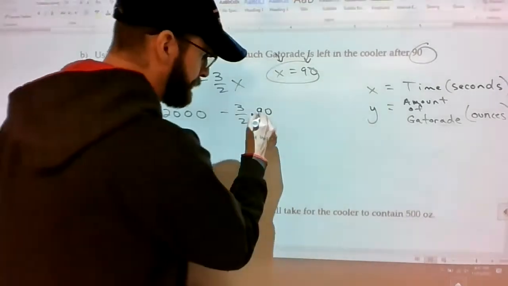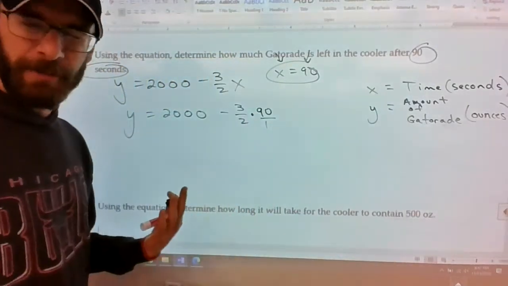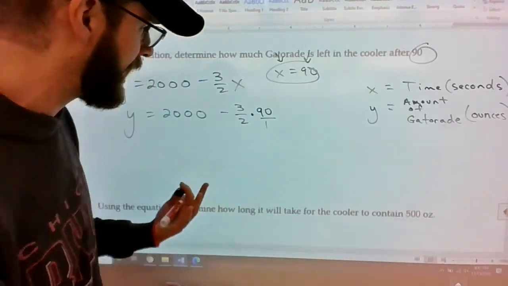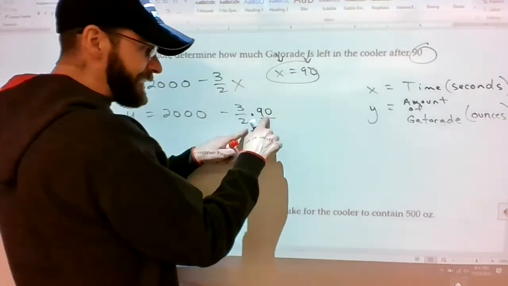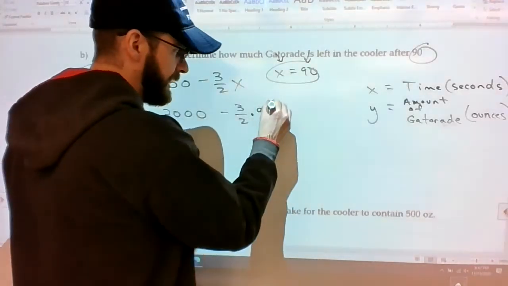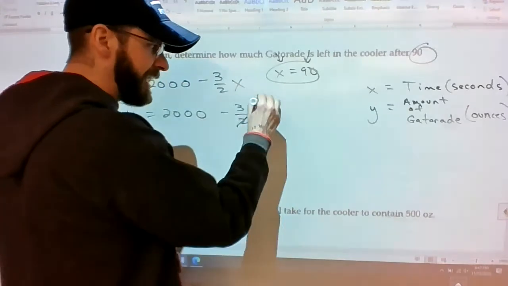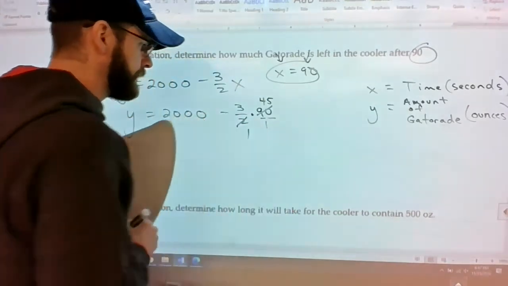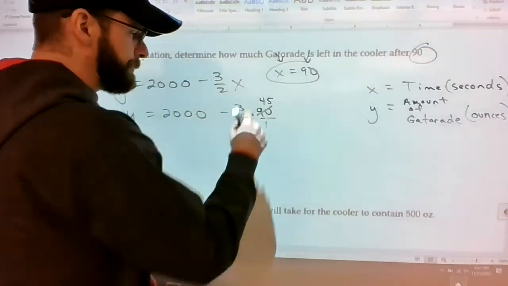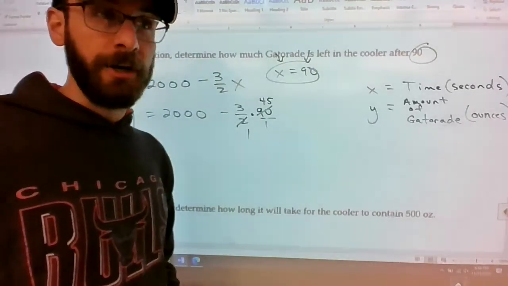Now again, you can put the 90 over 1. I think we've talked about this. This is the third time now multiplying fractions and whole numbers. 90 and 2 do cross cancel. 90 divided by 2, half of that's 45. And then 3 times 45 is going to be 135.